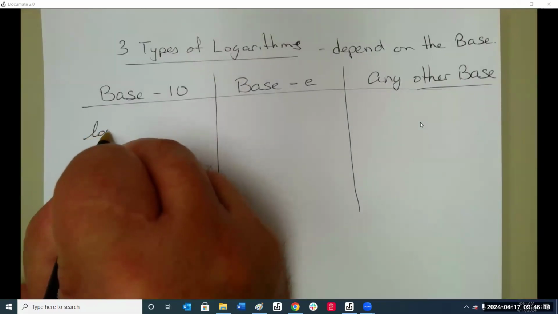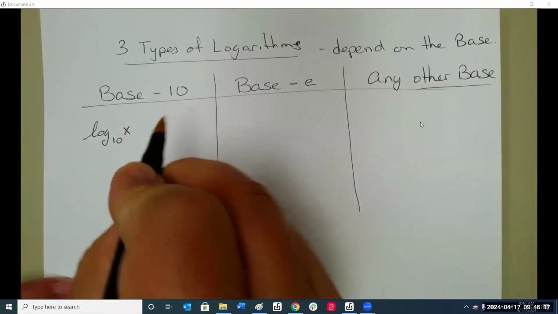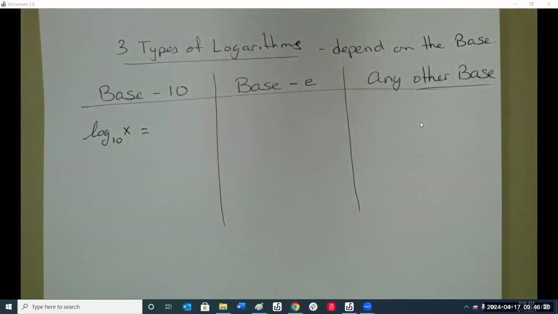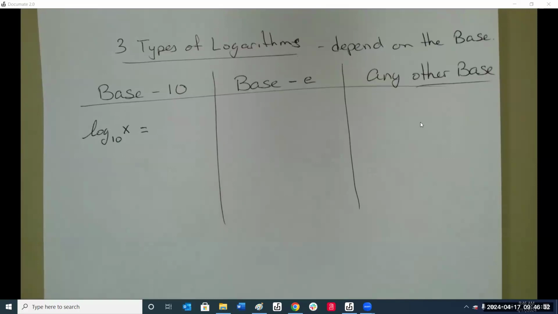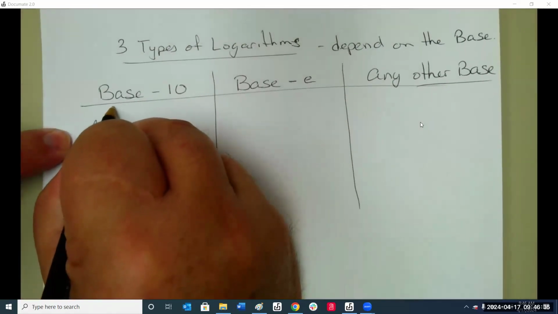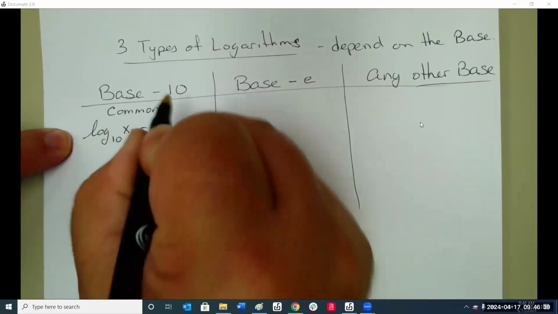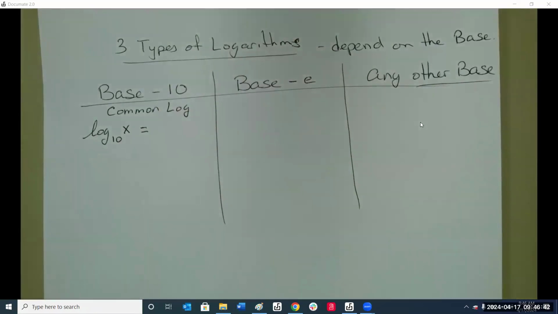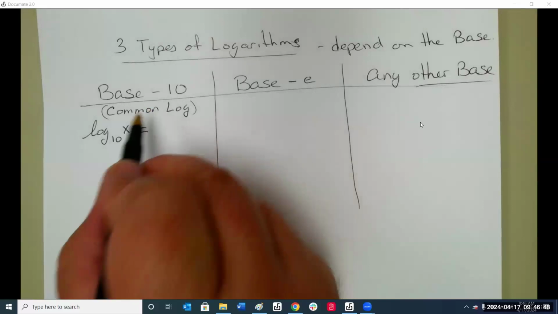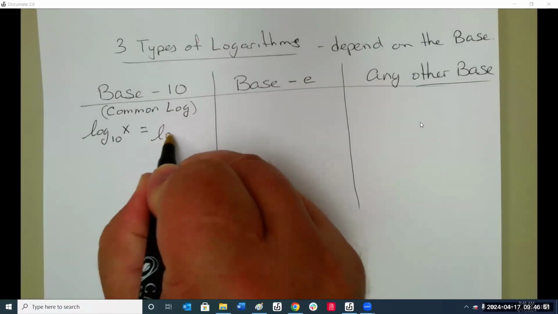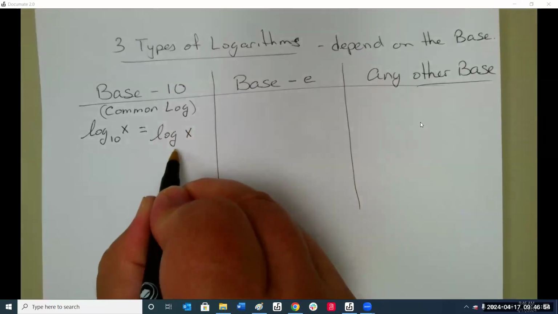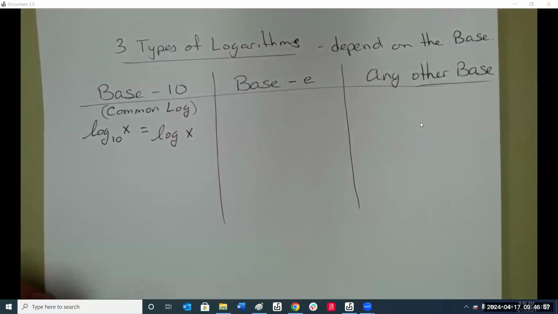So if we have a log base 10, our numeric system is base what? Our counting system is base 10. If we have 10 fingers, everything's in base 10. So if it's base 10, we call this a common log. If it's a common log, we don't have to write the base. If there's no base, if there's nothing in there, it's automatically base 10. It's a common log.